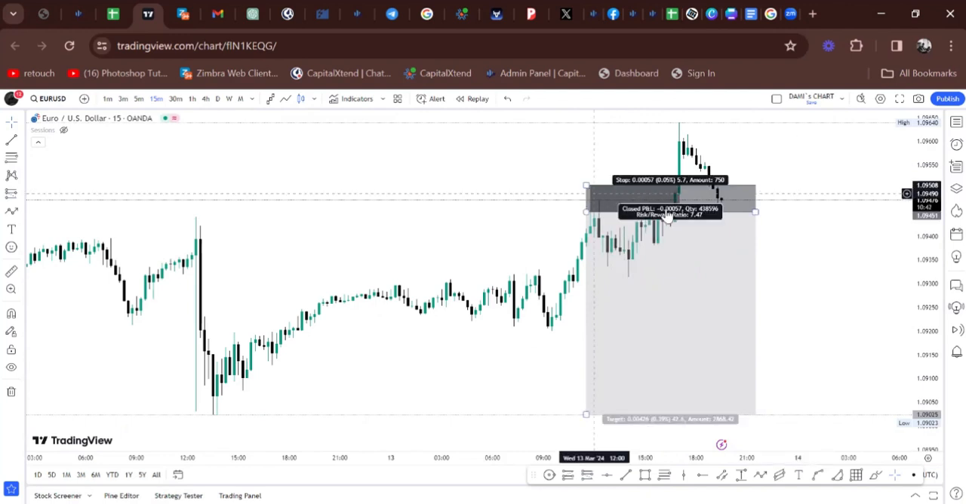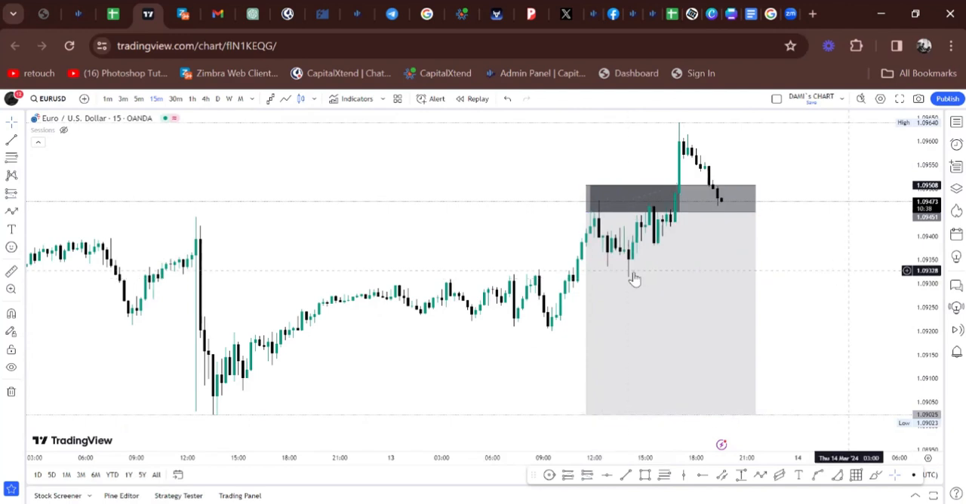And what happened next? Immediately I took this trade, it came down. I was in profit already. And what happened next? Price came back up and took me out. And now you can see it's already selling. So now this is what happened.